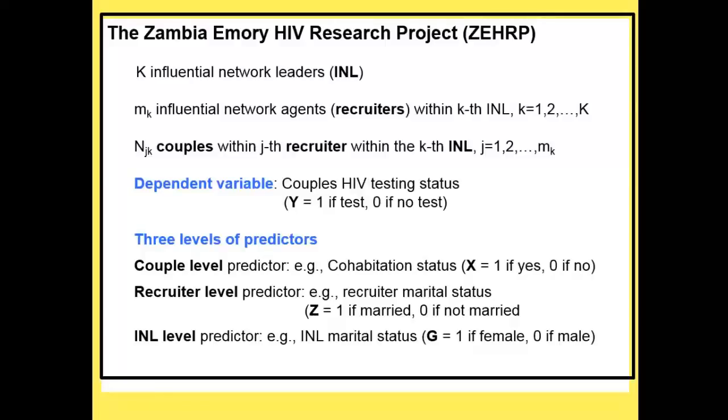The dependent variable is whether the couples went for testing, not whether the test was positive or not, but whether they went and got a test, whether they agreed to do the test, because it was trying to get people to go get tested. And again, there are 3 levels of predictors. At the couple level, one example was cohabitation, whether or not they live together, yes or no. At the recruiter level, whether the recruiter was married or not. I'm just giving you examples. And at the INL level, it might have been marital status, or their gender, whether they were male or female. So those are the variables at the 3 levels.